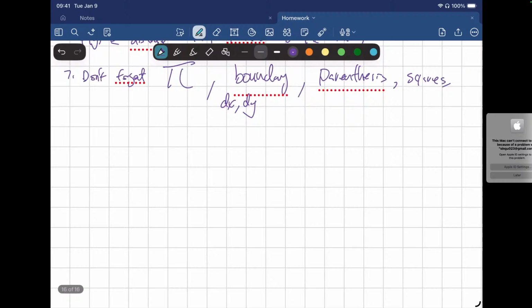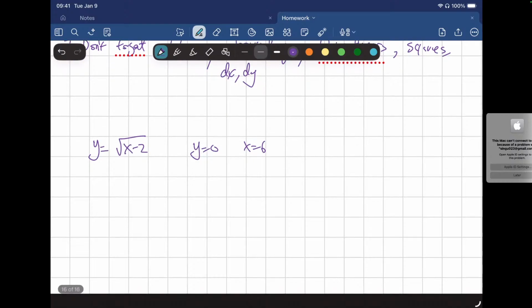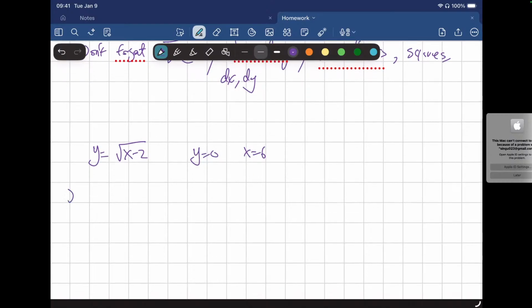Now I'm going to start with a question. This is a question I just made up. y is equal to the square root of x minus 2, y equal to 0, x equal to 6. Okay, I want you to try to graph this function. First part is I want you to rotate around the x-axis.